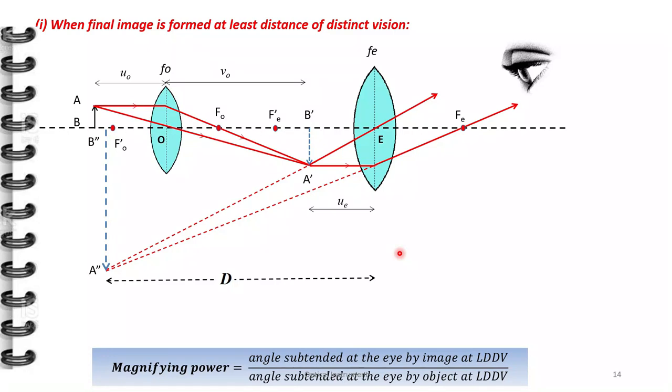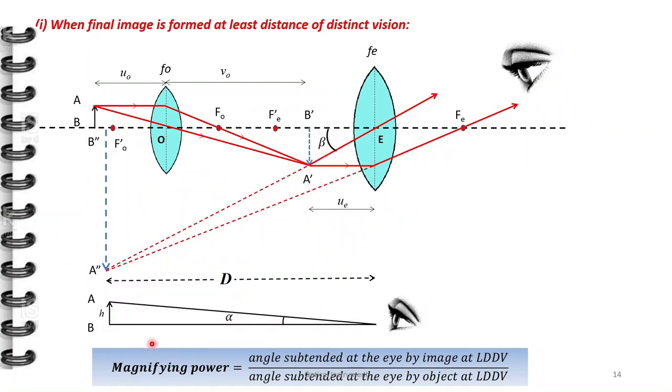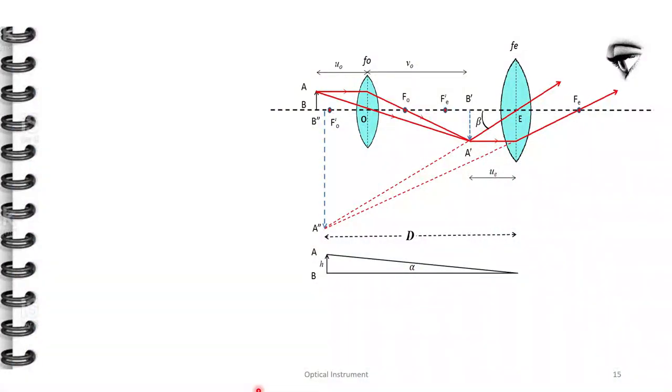Magnifying power is given by the angle subtended at the eye by the image at the least distance of distinct vision, divided by the angle subtended at the eye by the object at the least distance of distinct vision. The angle subtended by the image on the eye is given by angle beta, and the angle subtended at the eye by an object is obtained by drawing a triangle of base capital D, which is the least distance of distinct vision, and perpendicular of height h, which is equal to the size of the object. The angle which the object of height h subtends at a distance D is the angle alpha, which is the denominator of the magnifying power formula. M equals beta upon alpha.